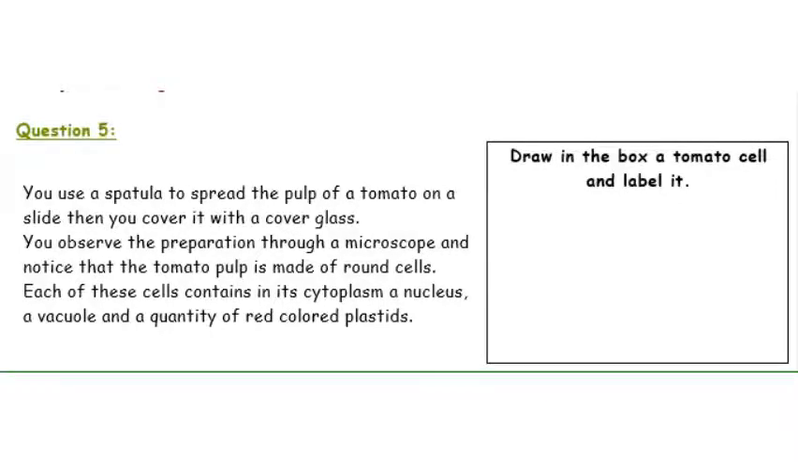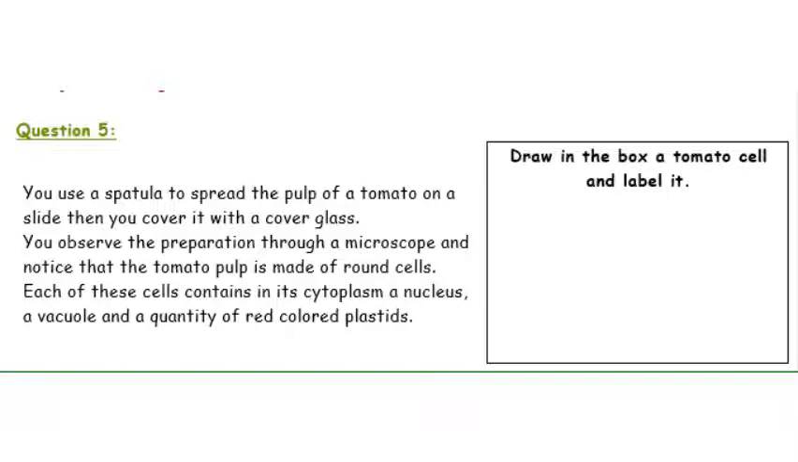Fifth and last question. You use a spatula to spread the pulp of a tomato on a slide, then you cover it with a cover glass. You observe the preparation through a microscope. So what you need to do now to see the tomato cells, you notice that the tomato pulp is made of round cells. Each of these cells contains in its cytoplasm a nucleus, a vacuole, and a quantity of red-colored plastids.